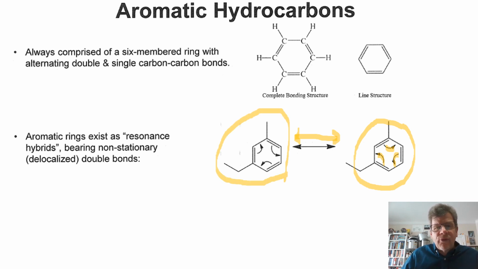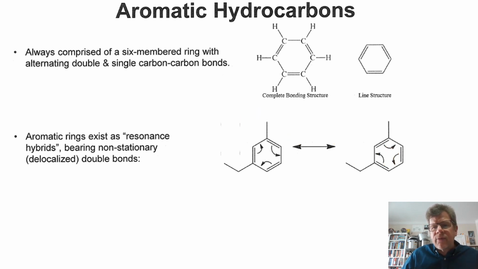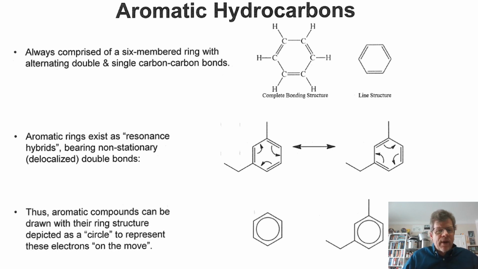And it's a back and forth sort of thing, a constant back and forth sort of thing. So we really don't know exactly where those double bonds are on that ring. Sometimes they're single, sometimes they're double, to the point where we can actually draw an aromatic ring in a sort of an abbreviated way.